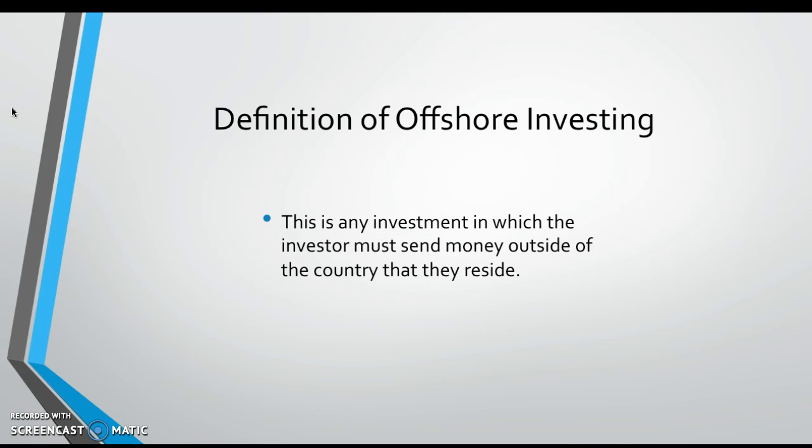Now first, you need to know what offshore investing is. It is any investment in which the investor must send money out of the country that they reside. This can be done, for example, to diversify a portfolio.